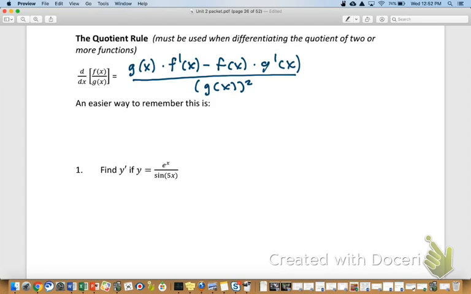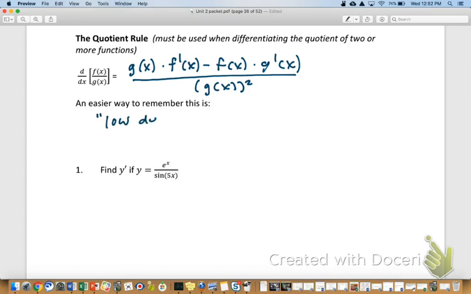Kind of a handful to memorize. That's why I don't memorize it. Ready for the easy way? I'm sure you've heard of this. Some of you have at least.